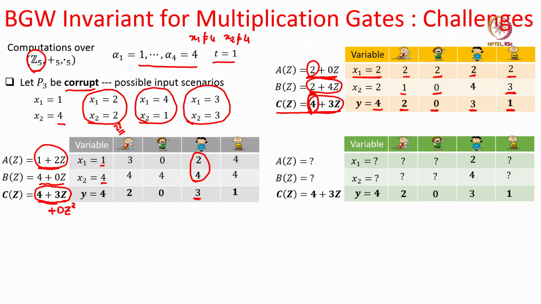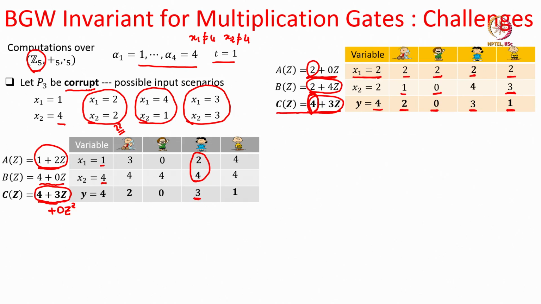So, that means the adversary cannot rule out the possibility of x1 being 2 and x2 being 2, based on the values which a corrupt P3 has seen in the protocol execution. It has seen the values corresponding to 1 and 4, because those were the real inputs of P1 and P2. But what I have shown in this table is that the view of the corrupt P3 is also consistent with x1 being 2 and x2 being 2.